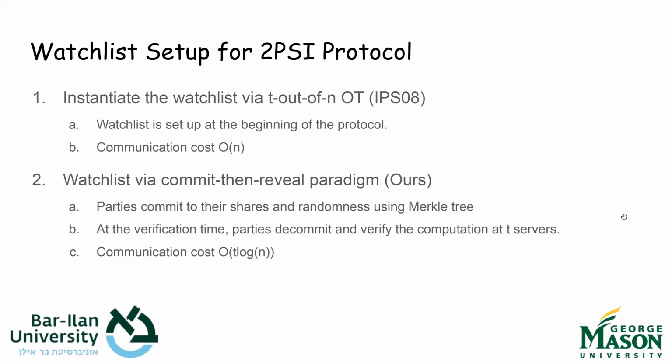I've just gone through the high-level description of the two-party PSI protocol. Now I'd like to talk about how we set up the watchlist for our MPC-in-the-Head in detail. The IPS compiler and Oblivious use OT to set up the watchlist. Doing so, we incur a communication cost of O(N). We replace the OT approach with the commit-then-review paradigm. Instead of quietly watching a live channel, the parties are asked to commit to their shares using a Merkle tree before the computation, and only when they perform a check after the messages are sent do they agree on a random set of T channels. The commit-then-review paradigm only needs O(T log N) communication cost, which is much better than O(N).